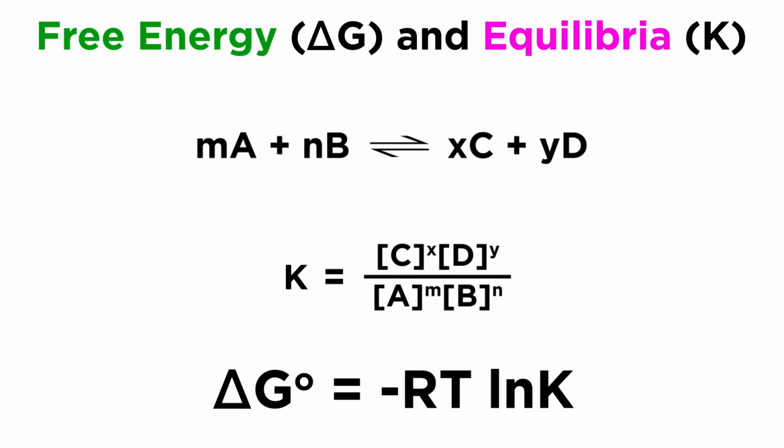Mathematically, the two parameters are related by this equation, with the standard Gibbs free energy change, which implies standard conditions, being equal to negative RT natural log K, where R is the gas constant and T is temperature in Kelvin.